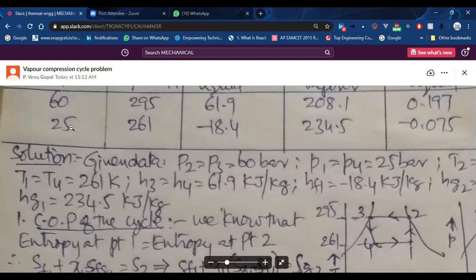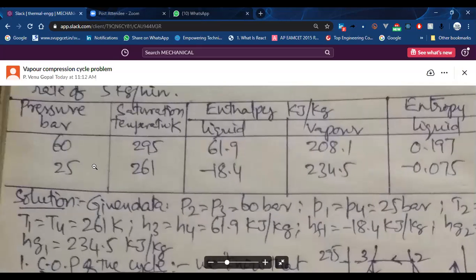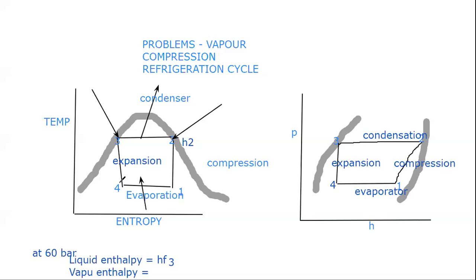Similarly, if you see the 25 bar pressure, going back to the diagram, where is the minimum pressure? 25 is the lowest pressure he has given, right? If you see the lowest pressure in the diagram, it is from point number 4 to 1. Therefore, he has given that P1 is equal to P4 is equal to 25 bar. At that point, what is the liquid enthalpy? What is the vapor enthalpy? He has given the same thing, right?